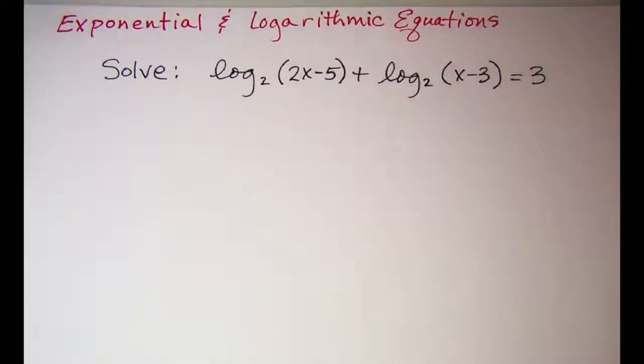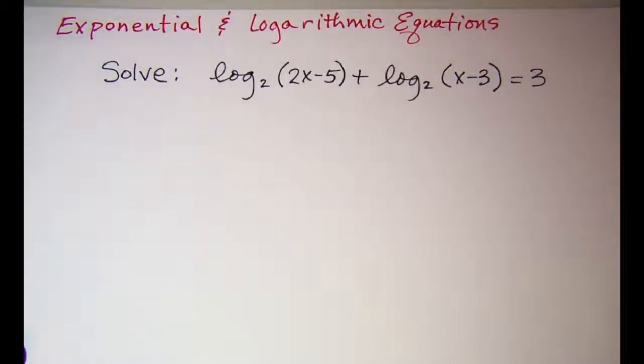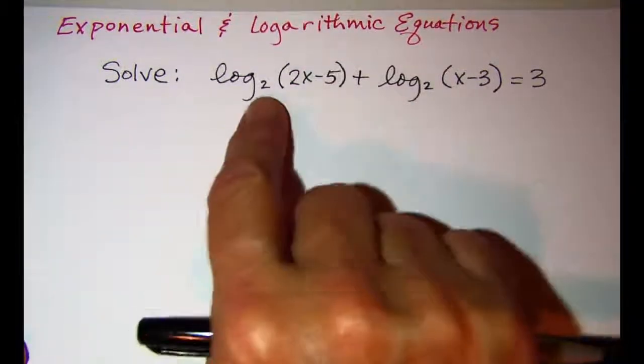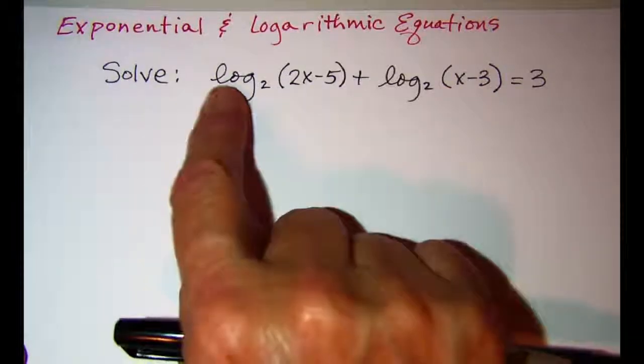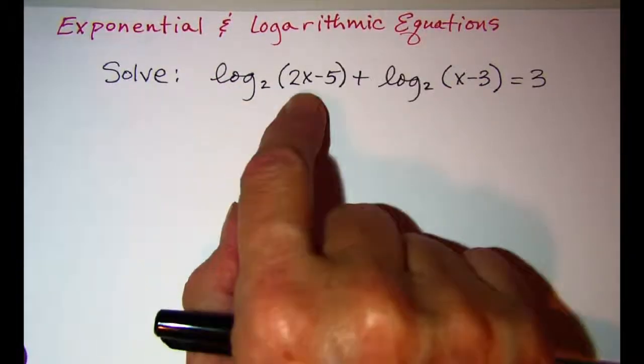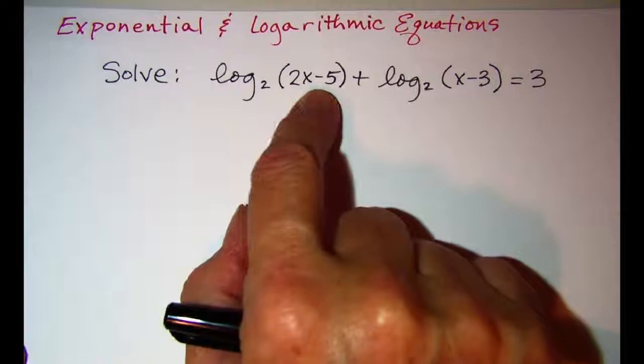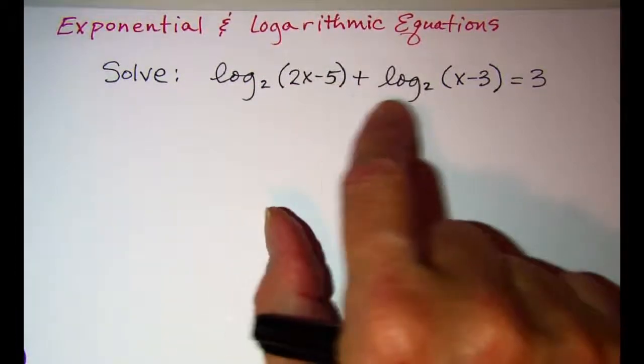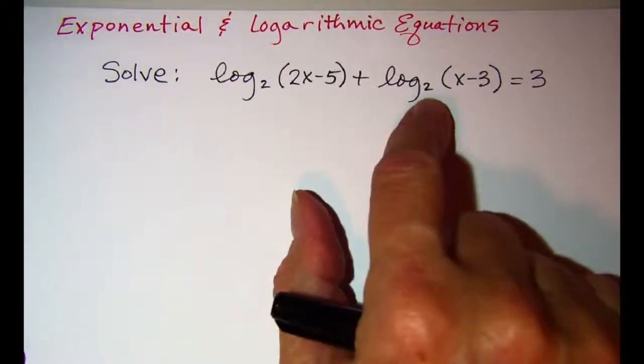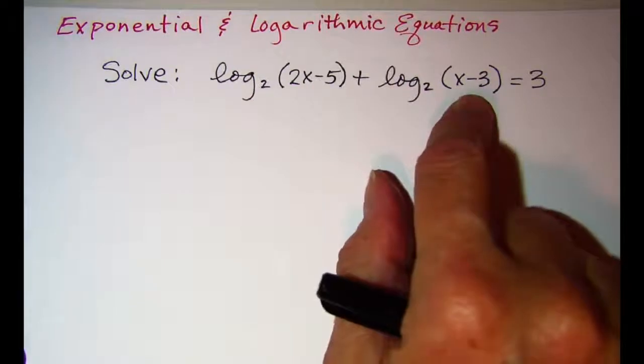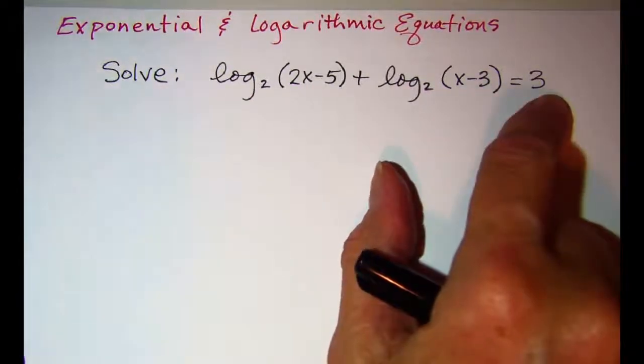In this video, we'll be solving a logarithmic equation by changing to an exponential. Our problem that we're working with is the log base 2 of the quantity 2x minus 5 plus the log base 2 of the quantity x minus 3 is equal to 3.